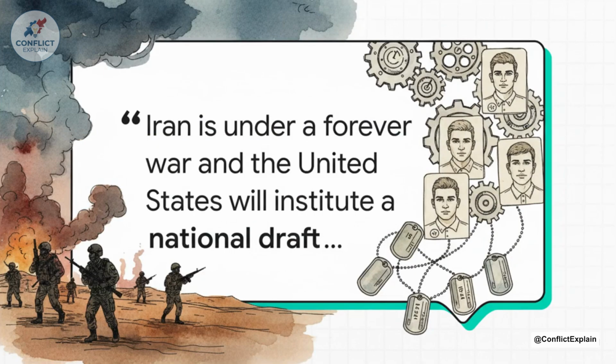The source is highly specific about this. Professor Jiang states, Iran is under a forever war, and the United States will institute a national draft. The claim here is that men aged 18 to 24 will be automatically registered into the draft system to fight overseas. So for millions of American families, the geopolitical chess game suddenly becomes intensely personal. The logic presented here is just cold and mathematical. You simply cannot sustain a global grand strategy across multiple theaters without a massive, continuous influx of ground troops. When the pawns on the board run out, everyday citizens are called up to take their place on the front lines.